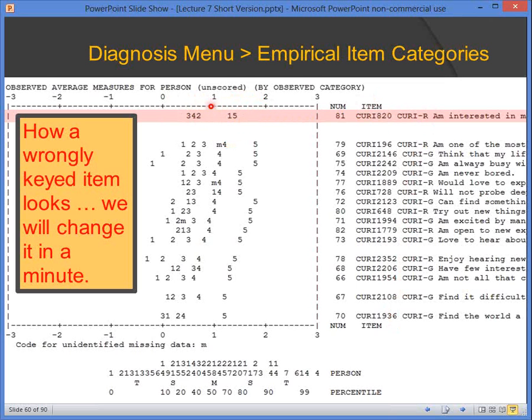But notice the different levels of the Likert type item here. You can see that for most of the items, the different levels are in order. They go 1, 2, 3, 4, 5. Or if the item is reverse scored, the levels will go 5, 4, 3, 2, 1. But for this item, which is scored in the wrong direction, the levels go 3, 4, 2, 1, 5.